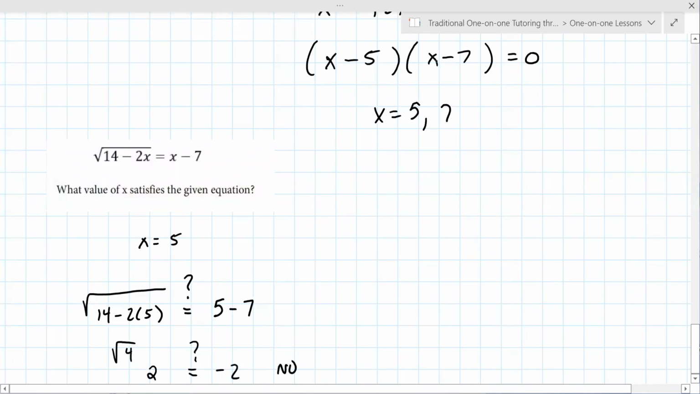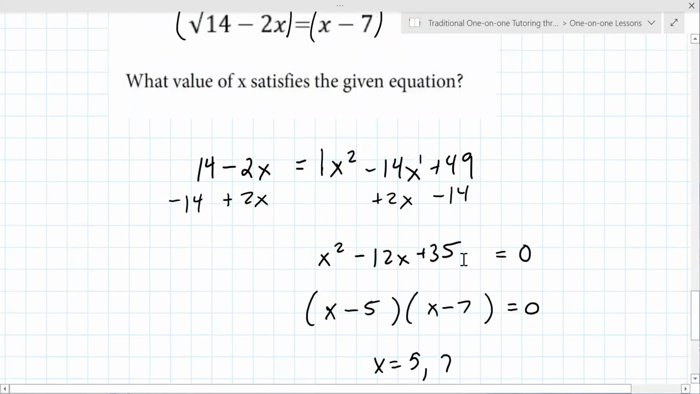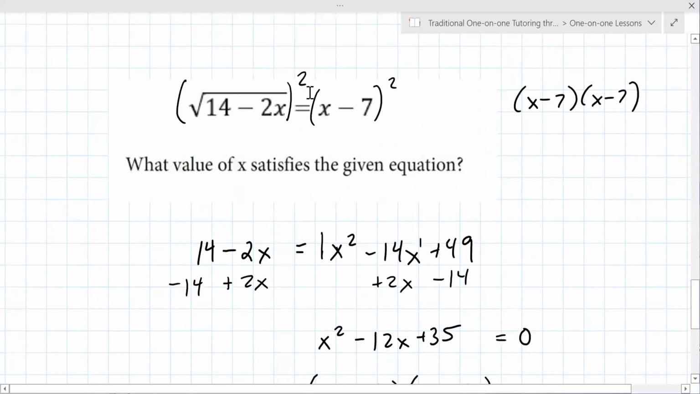So 7 has to be plugged in. You should try 7. Now, hang on a second. It's really important to think about what's going on here, because it worked here. But what did you do? What was the first thing you did in this problem? You squared both sides.